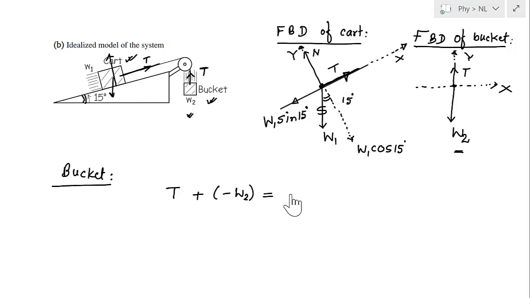And the sum of all the forces is equal to 0 because this system is in equilibrium, because this is moving with a constant velocity, acceleration is 0, and this is basically an equilibrium situation from Newton's first law. So from here I can write T is equal to W2. Let us call this equation 1. Now similarly I can write the equations for the cart. So let us write the equations for the cart.